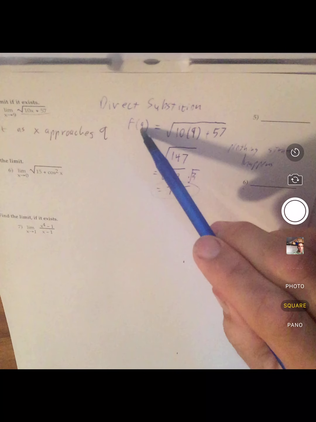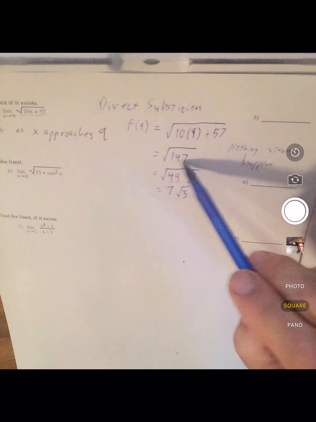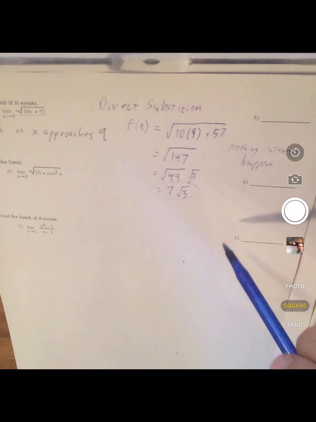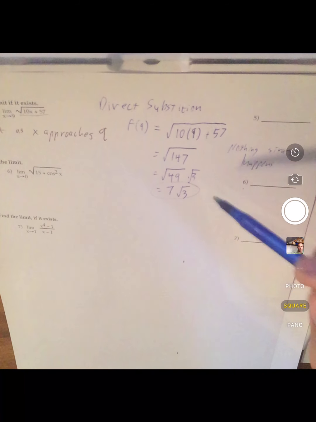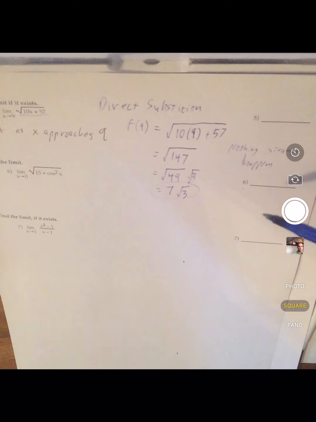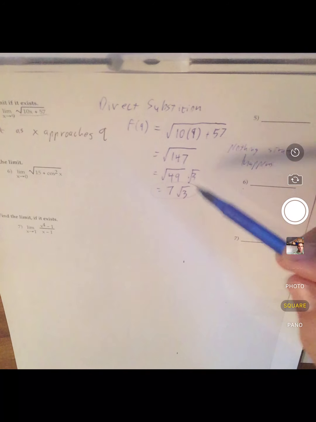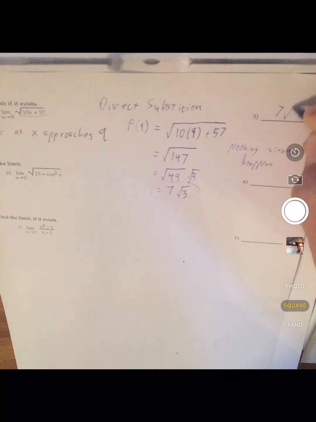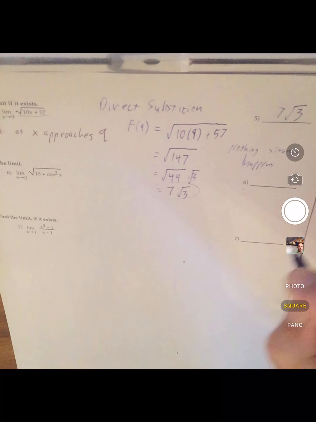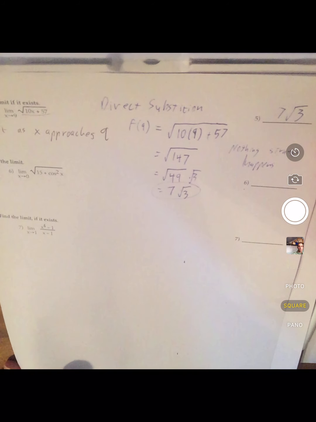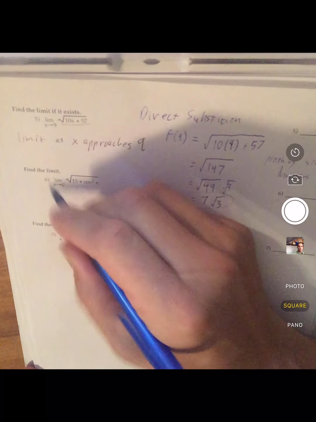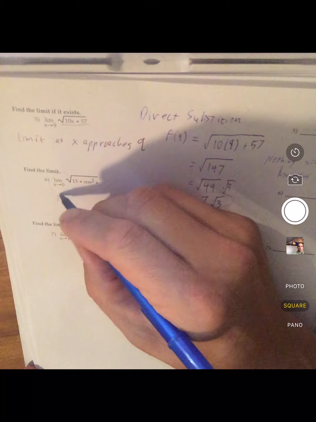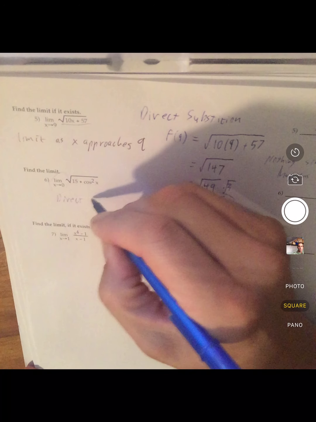If I used values very close to that, everything in here would be very close to what it ended up being, so no big changes in that. It's a nice simple function around that point, and since nothing strange happens, it's just equal to f of 9. It's not always going to work out that way, but it does for problem number 5 here, and it does for problem number 6. Similarly, as x approaches 0, we try direct substitution.